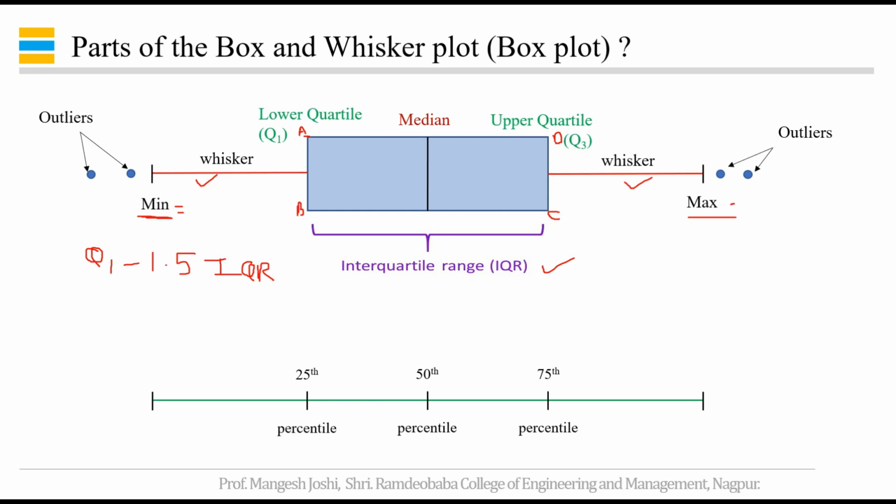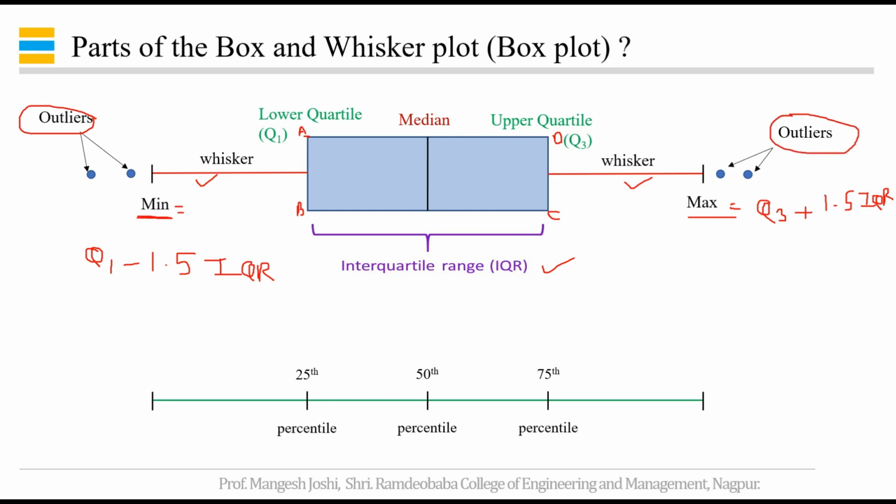Similarly, the maximum value of the whiskers can be calculated by Q3, that is quartile 3, plus 1.5 times IQR. This will give you the maximum value of the whiskers. Now any value in the data set which is above this maximum value or below the minimum value will be called an outlier.